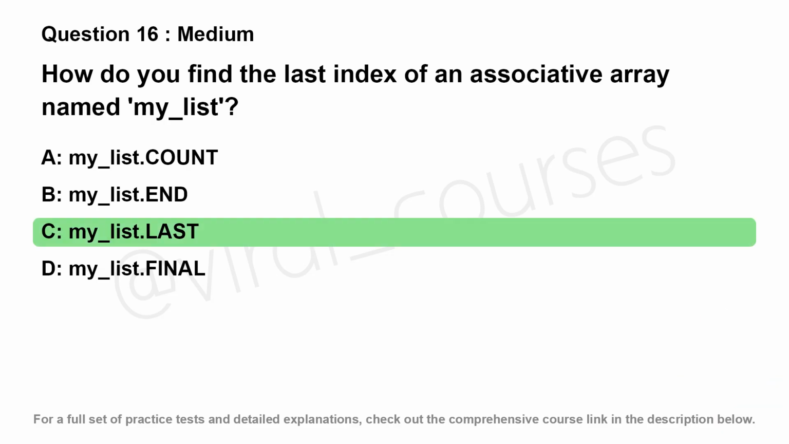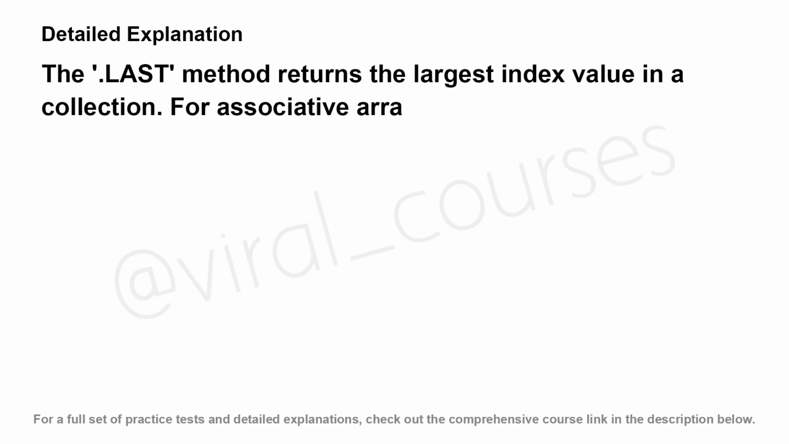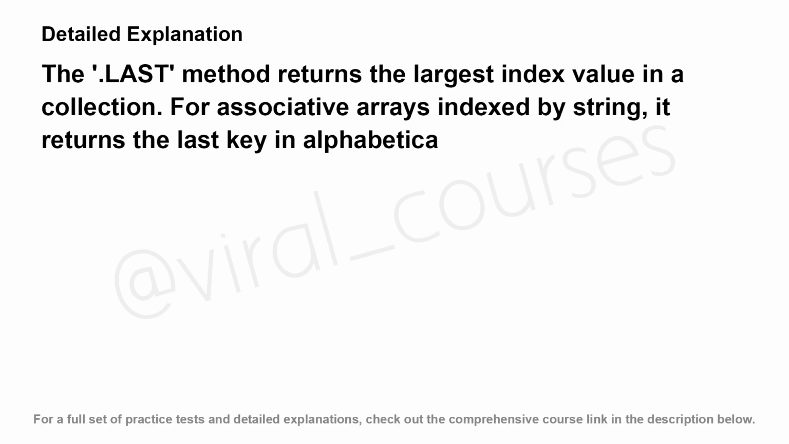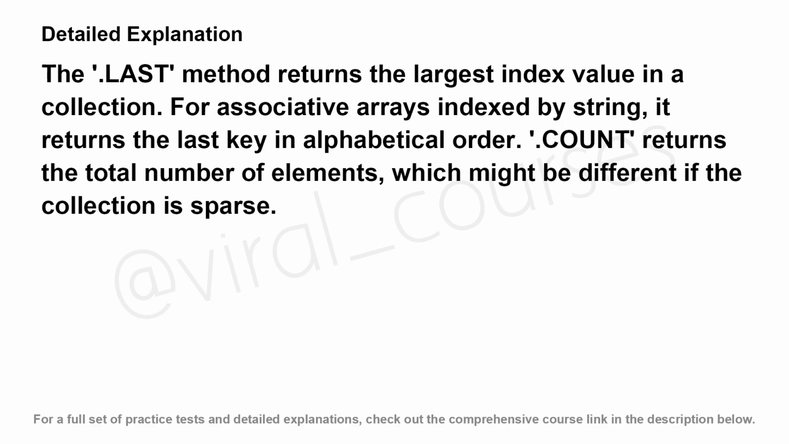The correct answer is C. The last method returns the largest index value in a collection. For associative arrays indexed by string, it returns the last key in alphabetical order. Count returns the total number of elements, which might be different if the collection is sparse.